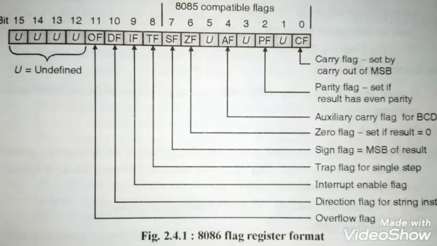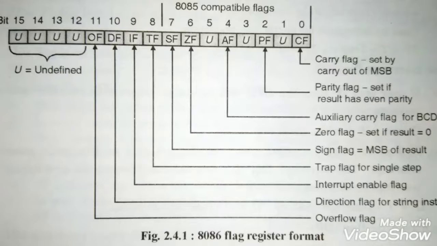Sign flag. In sign magnitude format, the sign of a number is indicated by the most significant bit. If the result of operation is negative, sign flag is set, else it is reset, meaning the result is positive.